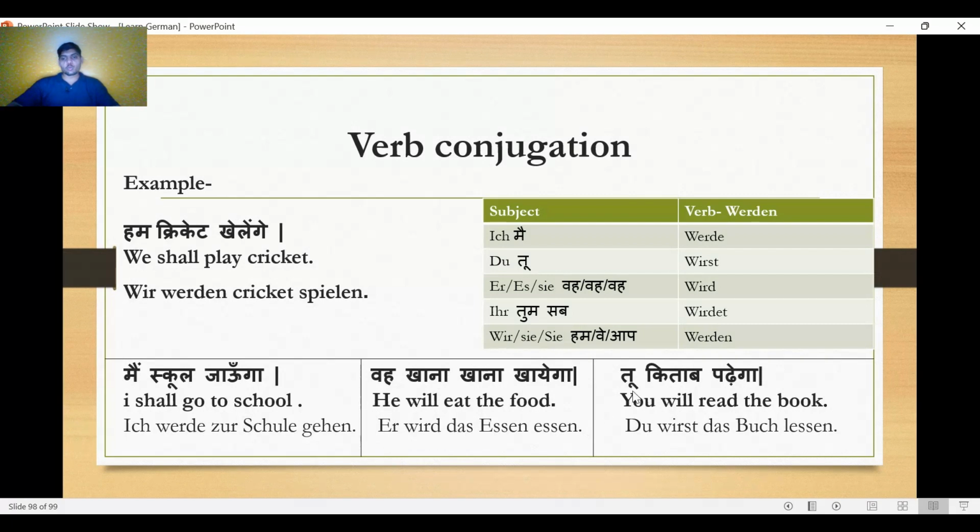The next one is तू किताब पढ़ेगा. In English, you will read the book, but in German, du wirst das Buch lesen. Lesen means होता है पढ़ना.